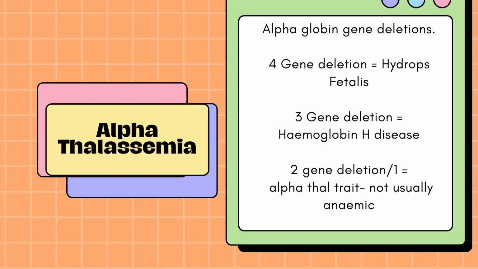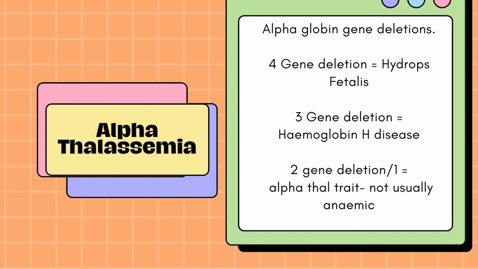3 alpha gene deletion leads to a moderately severe hemoglobin around 70 to 110, microcytic hypochromic anemia with splenomegaly. This is known as hemoglobin H disease because hemoglobin H, which is a tetramer of beta globin chains, can be detected in the red cells of these patients by electrophoresis or in reticulocyte preparations.